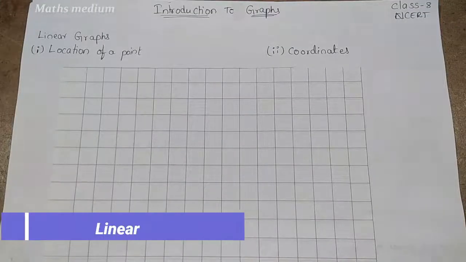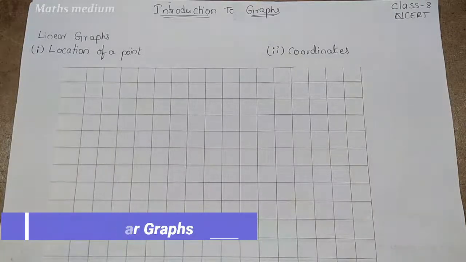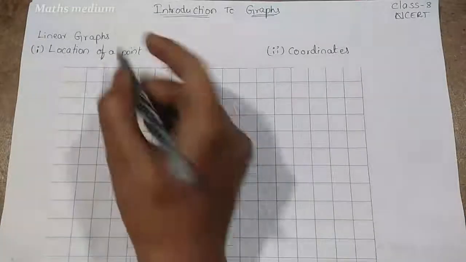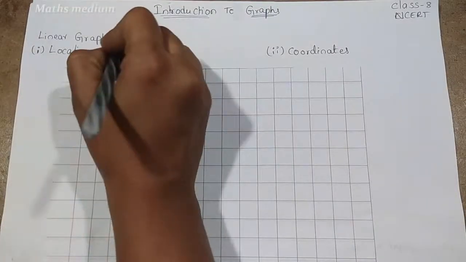Today I came with another topic, that is linear graphs from Introduction to Graphs, 8th class NCERT. Here it is about linear graphs. So we learned line graphs. What is meant by linear graphs?